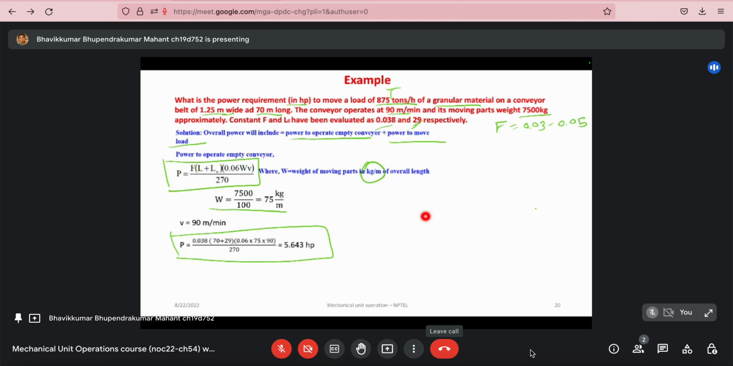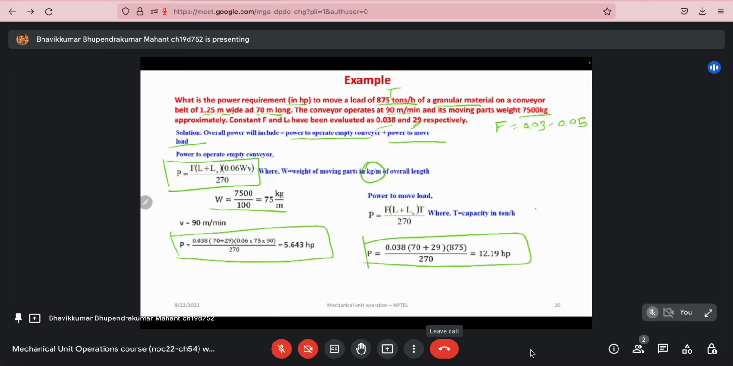So it's very easy. Now we only considered the empty conveyor. Now we will go for moving the load. For movement of load, the other equation is P = (F L + L0 T)/270. We just need to put the values, and then we will get a value of 12.19 HP.